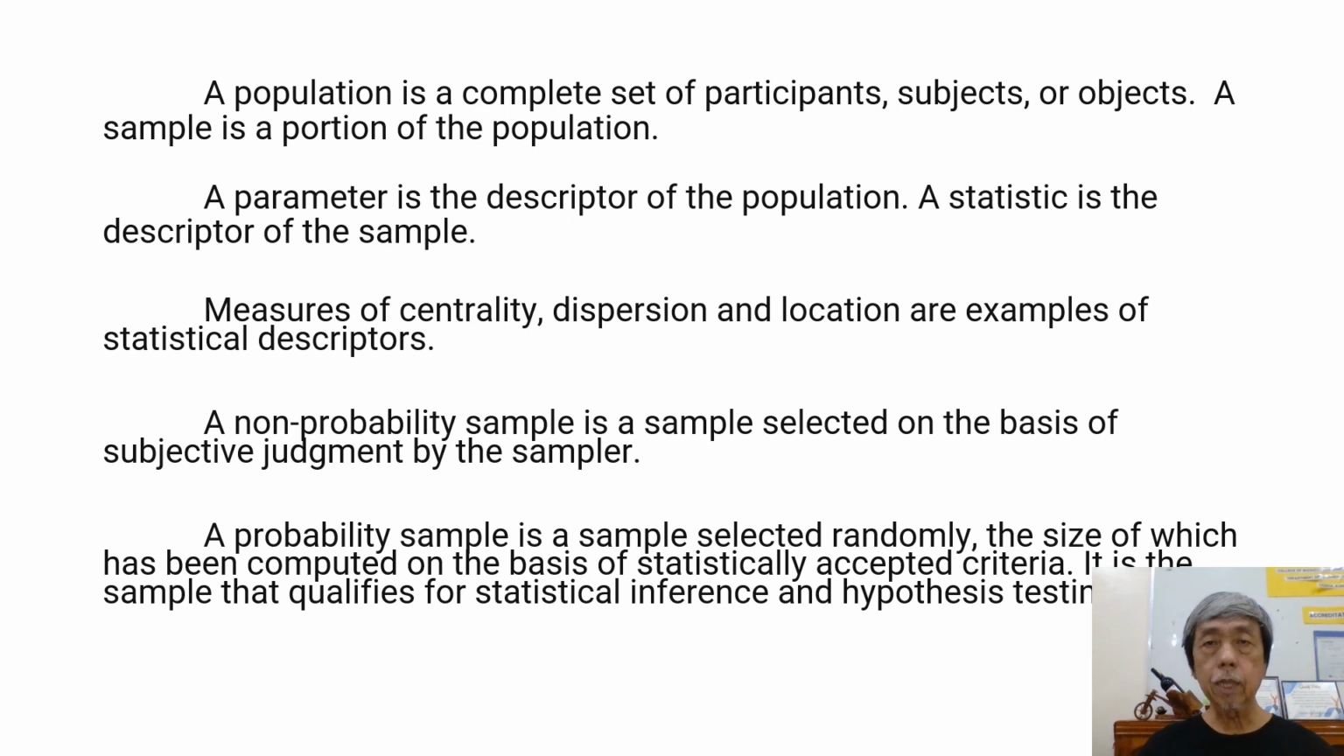A non-probability sample is a sample selected on the basis of subjective judgment by the sampler. A probability sample is a sample selected randomly, the size of which has been computed on the basis of statistically accepted criteria. It is the sample that qualifies for statistical inference and hypothesis testing.